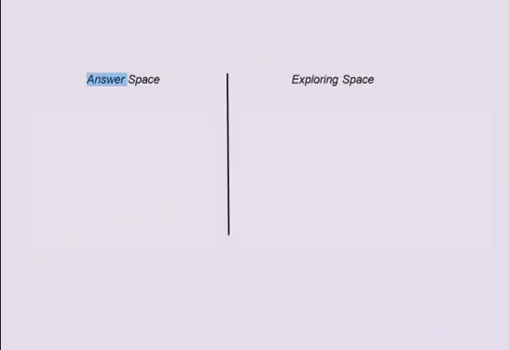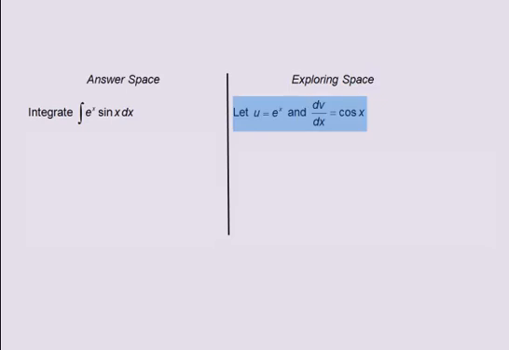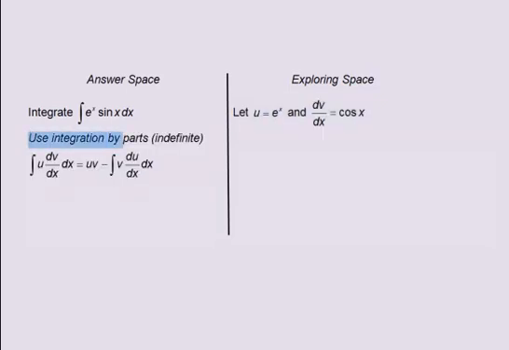Separate your page into answer space and exploring space. Now you want to integrate e to the x multiplied by sin x with respect to x. Let u equal e to the x and dv by dx equal sin x. Use the integration by parts indefinite formula. The integral of u multiplied by dv by dx with respect to x equals u times v minus the integral of v multiplied by du by dx with respect to x.